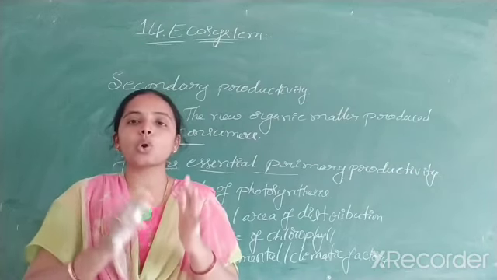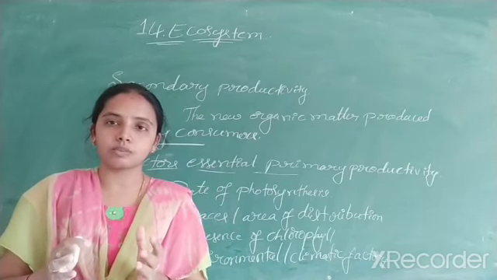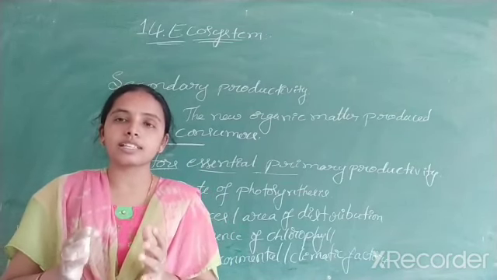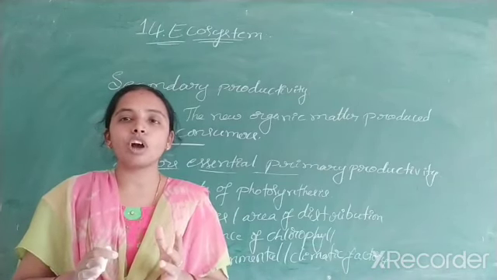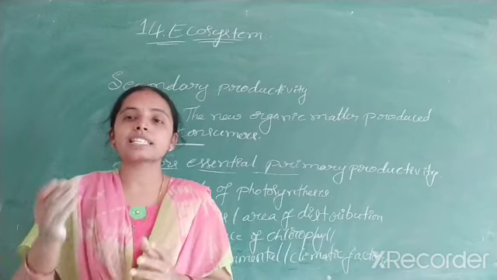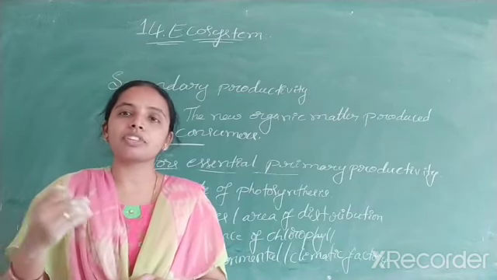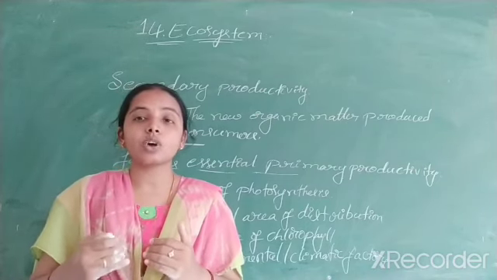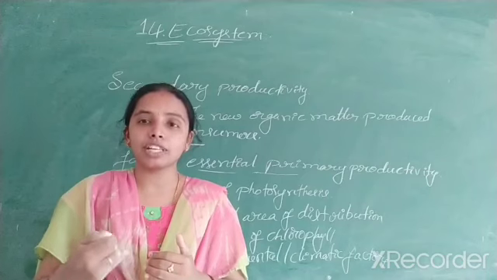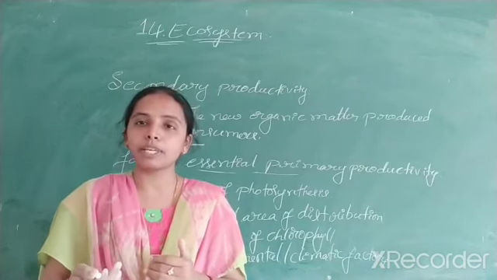The total biomass that has been produced by the producers during photosynthesis is called gross primary productivity, abbreviated as GPP. Whereas the energy that is left in the plants even after the utilization of energy by respiration is called NPP, the leftover energy. GPP minus R equals NPP.